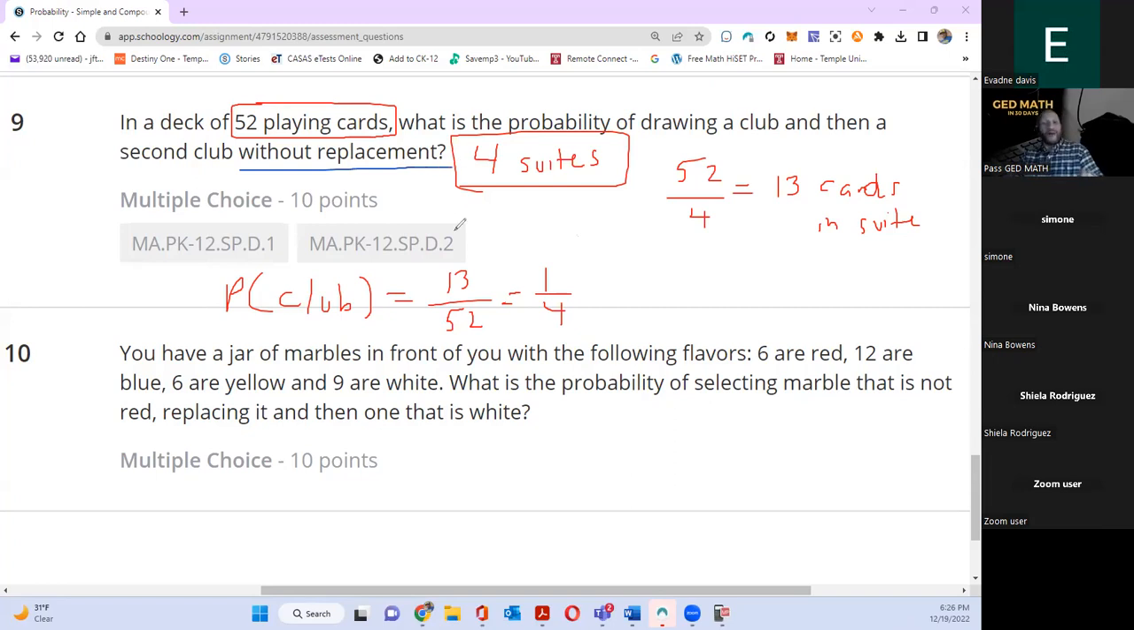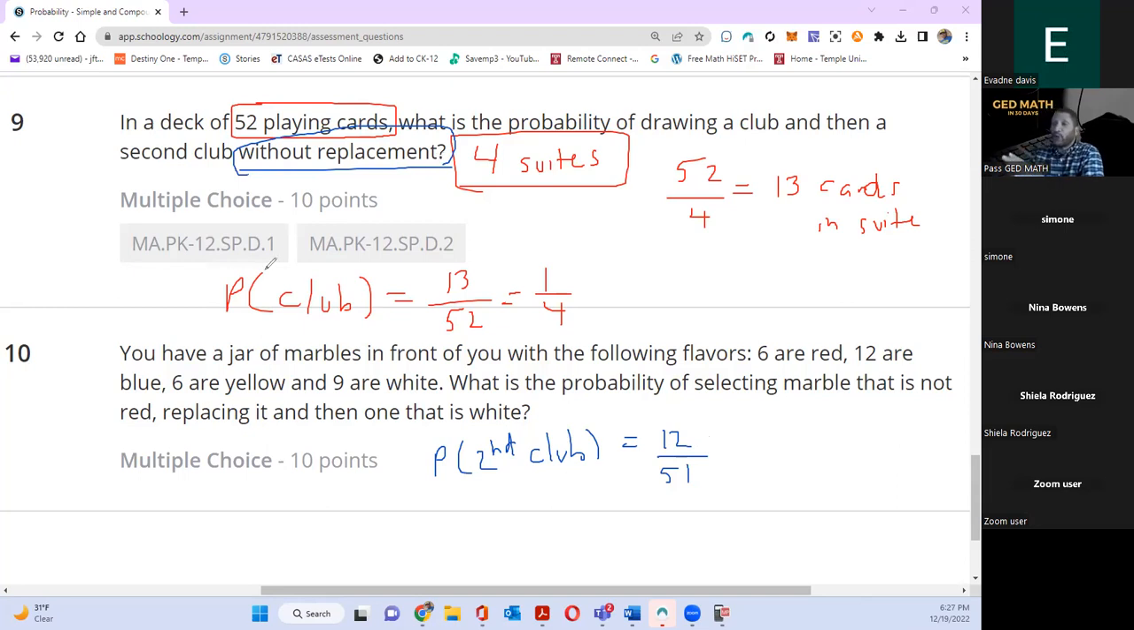So if I started with 13 clubs and I picked a club, how many clubs do I have now? 12. If I started with 52 cards, but I didn't put that card back, how many cards do I have in total? 51. This is the step that most people miss, because without replacement says we're not putting that card back. So that means I only have 12 clubs if I pick that first club, and I only have 51 cards left. Does everybody understand that?